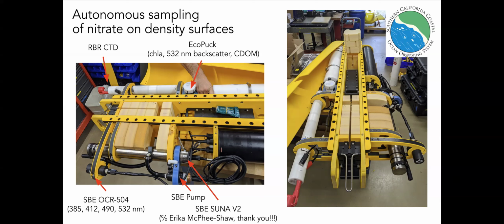And then finally, with this system, we measure the amount of nitrate. So this is a UV spectrophotometer that you buy off the shelf, and we've incorporated it into the vehicle, and it is giving us real-time measurements of nitrate.